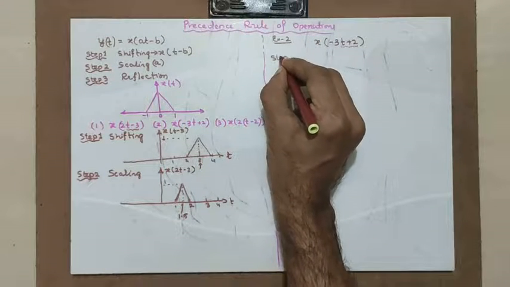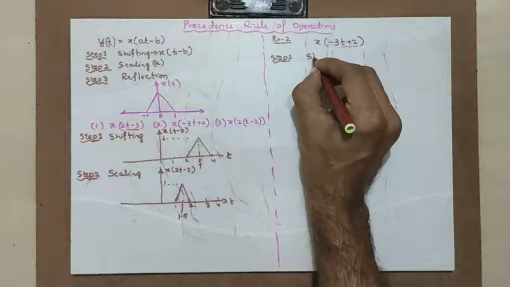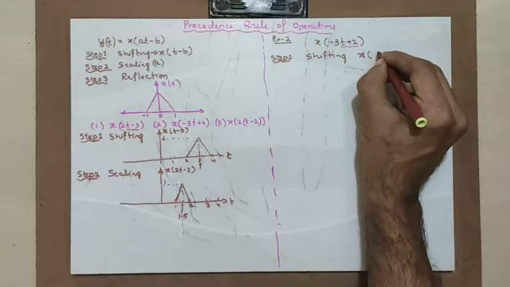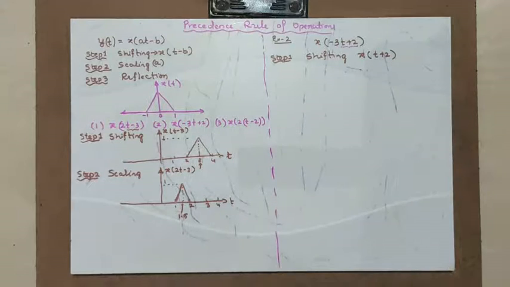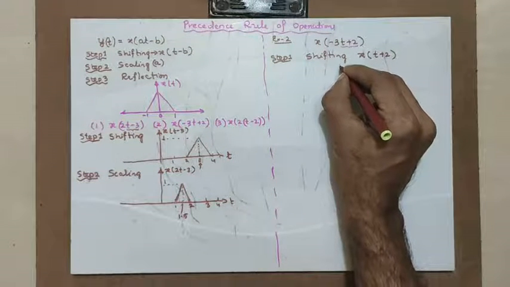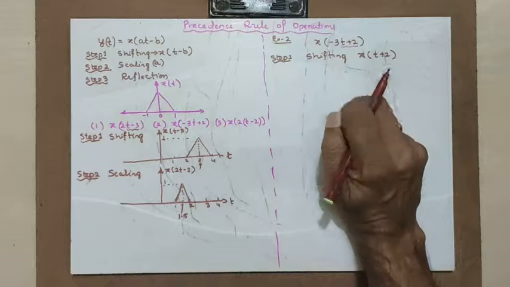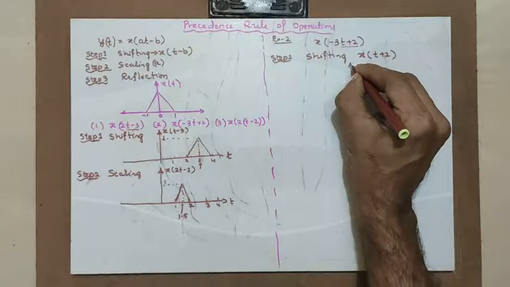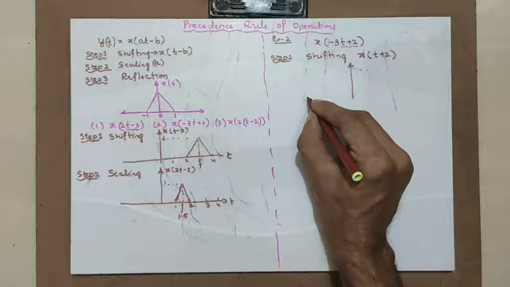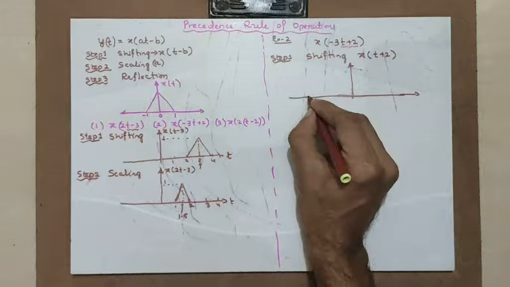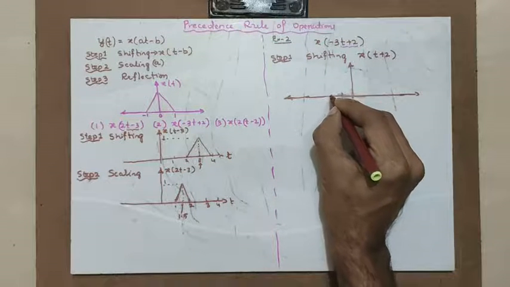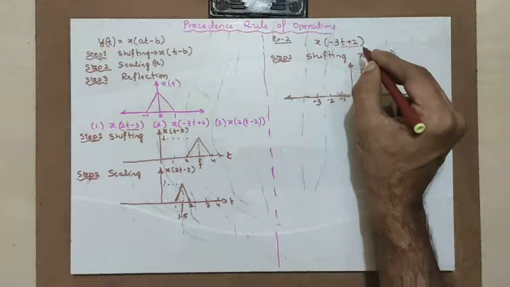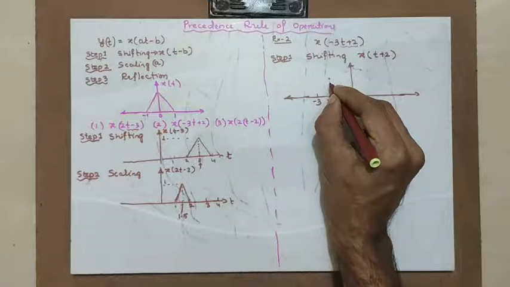Step 1, shifting. Hence you get the factor x of t plus 2. T plus 2 means you know that it is shifting to the left side by a factor of 2. Minus 1, minus 2, minus 3, and the 0 point is shifted to 2, and here it is.